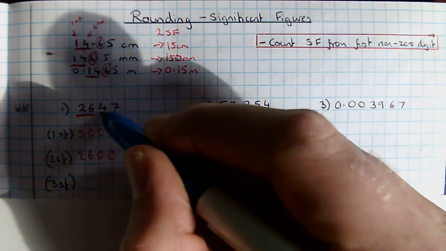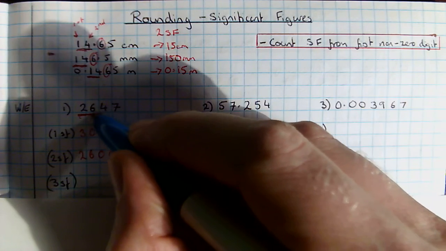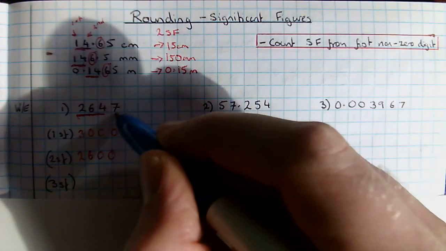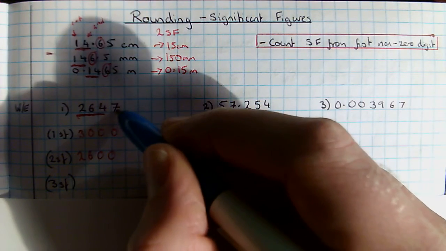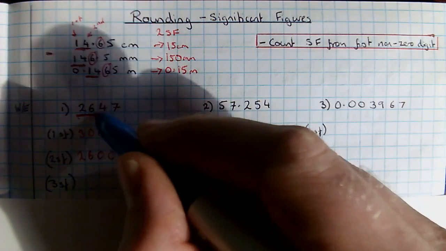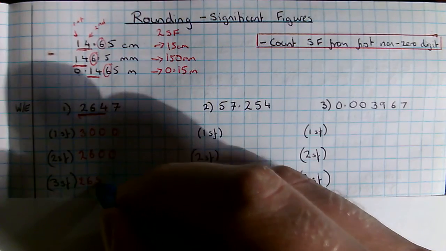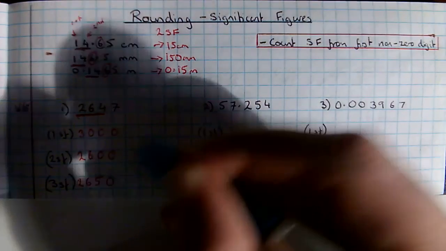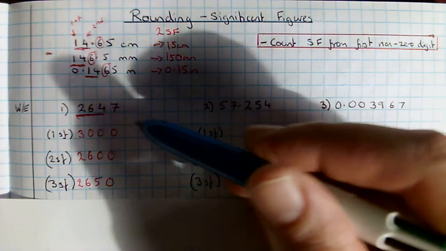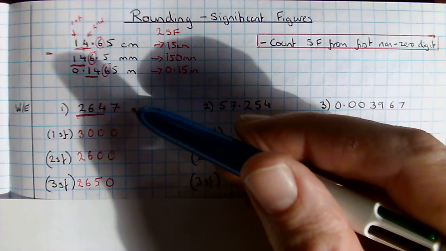And lastly, when I'm going to 3 significant figures, I'm underlining the first 3 digits. The 7 is bigger than 5, so it pushes this 264 up to 265. And again, I need to put the place value in. And you should be able to see 2,647 is the exact value.